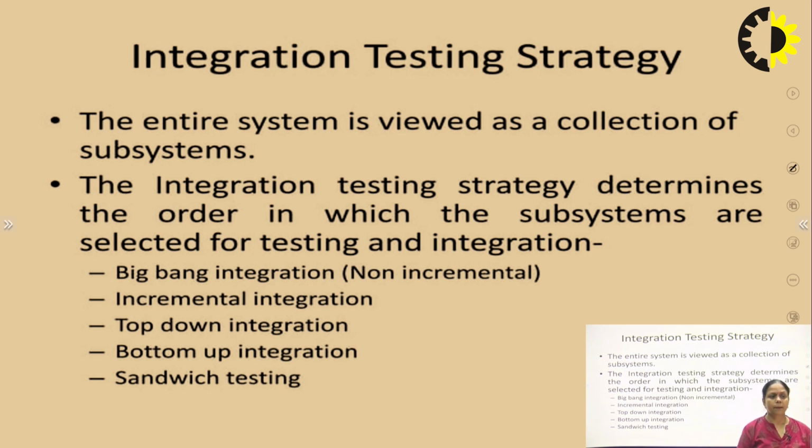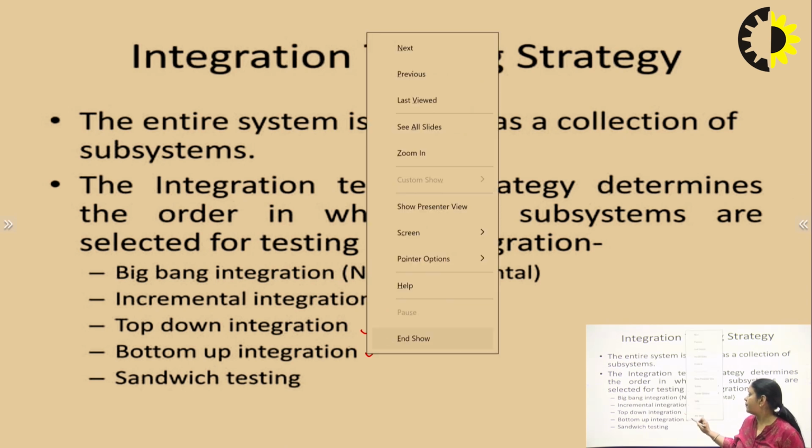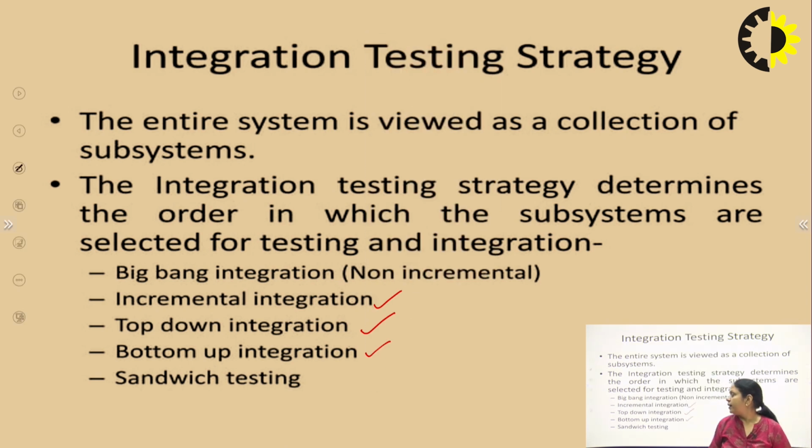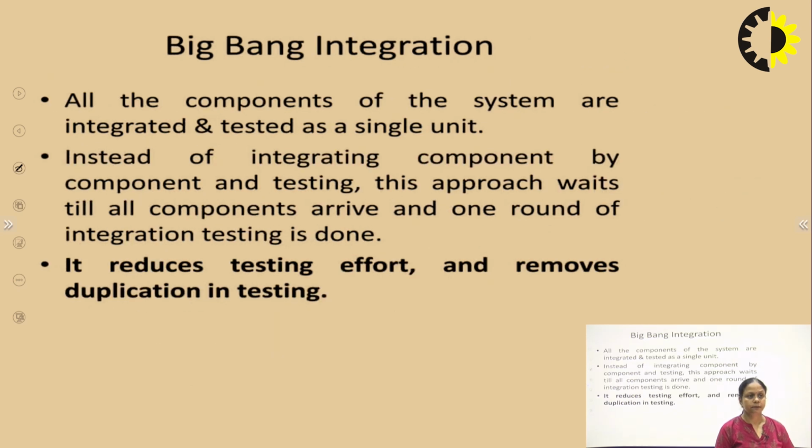First one is the Big Bang integration, which is also known as non-incremental. Second is the incremental integration. Third is top-down integration. Fourth is the bottom-up integration, and next is the sandwich testing. So these are all the different testing strategies. Fine. Now the Big Bang integration.